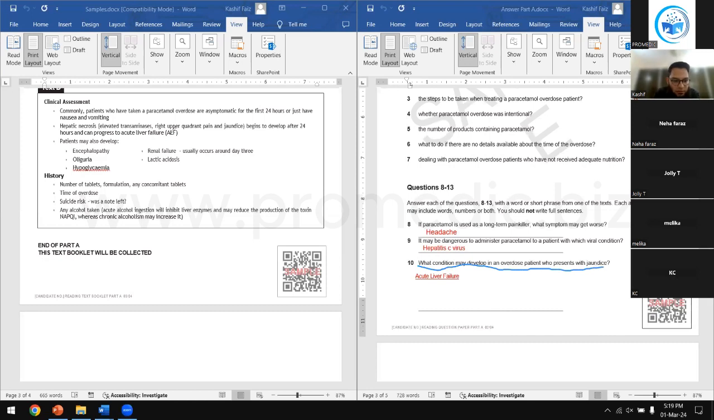This is the answer. Okay, some people may say hepatic necrosis, but see, that's what I said. You have to be very alert and attentive. It is written hepatic necrosis begins to develop after 24 hours and can progress to acute liver failure. Now, hepatic necrosis is elevated transaminases, right upper quadrant pain, and jaundice. These are all the symptoms of jaundice, and it can progress to acute liver failure. So if anybody has written hepatic necrosis, you have not read the text accordingly.